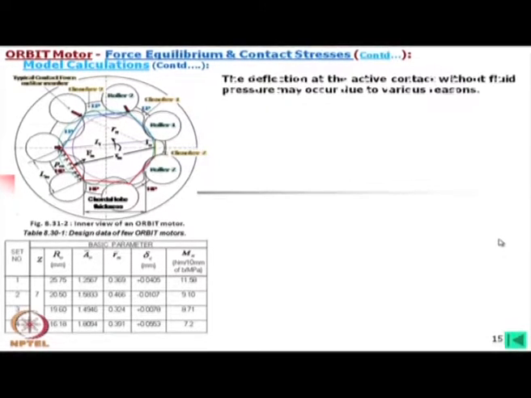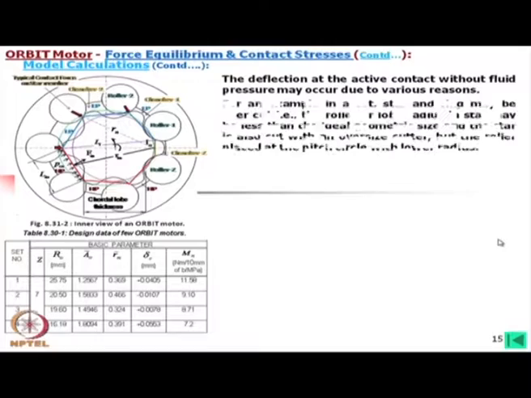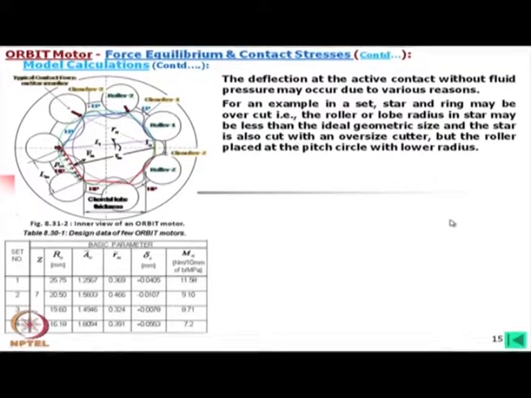Then in model calculations, the deflection at active contact without fluid pressures may occur due to various reasons. For example, in a set, star and ring may be overcut, the roller or lobe radius in star may be less than the ideal geometric size, and the star is also cut with an oversized cutter, but the roller placed at the same pitch circle with lower radius.